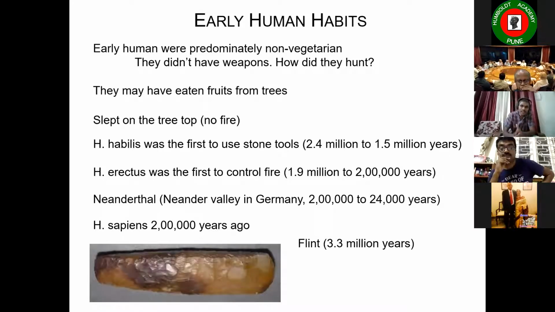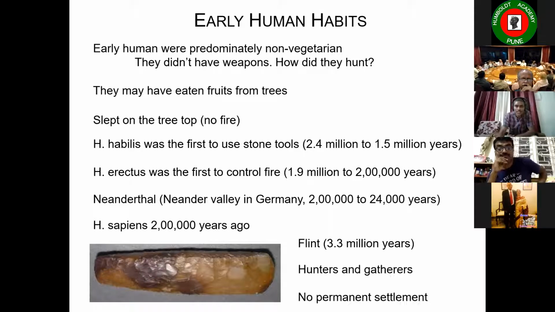And it turns out that the flint that was found, which is 3.3 million years ago, indicates that human beings were using stone tools earlier than we initially thought. So they all can be clubbed into one category of hunters and gatherers. There were no permanent settlements, so all these people can be classified into that category.